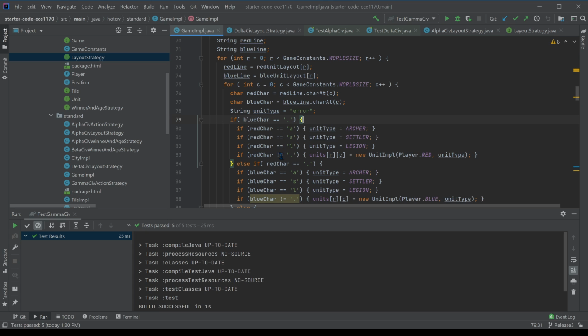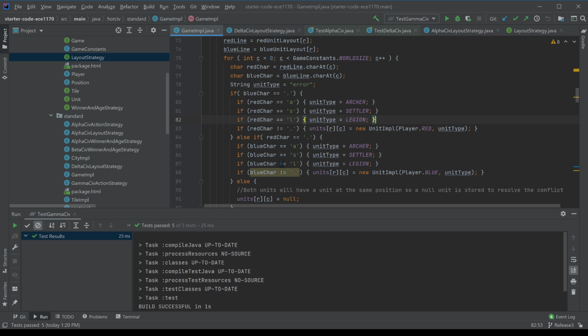And then later on, I also tested for if there was not a period for the red character, which means that there was one of these archer, settler, or legion there. And if that is true, then I place the unit with a new unit implementation of, we're talking about player red, because this is the red team, and the unit type, which was stored here based on whichever letter piece should have been there.